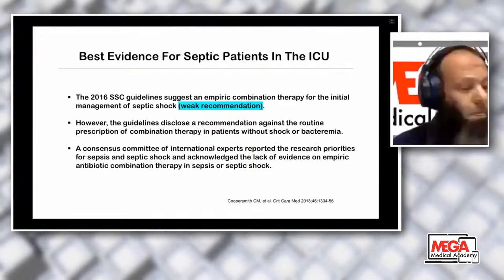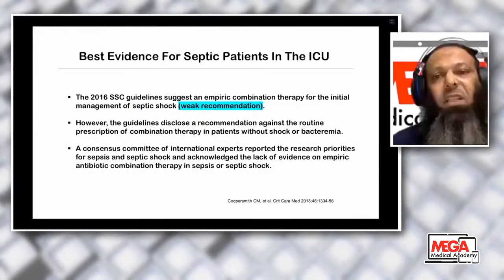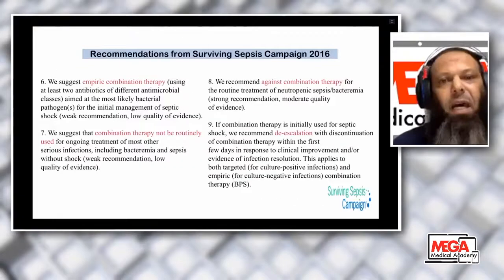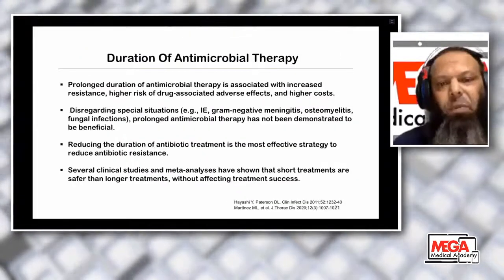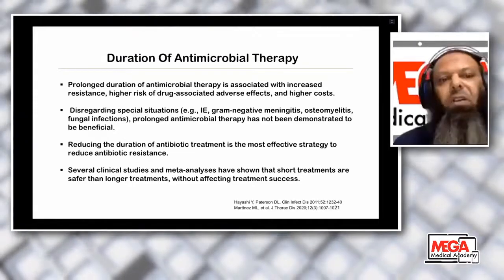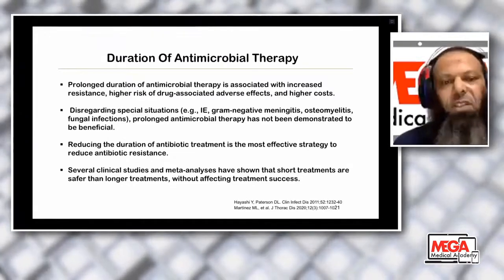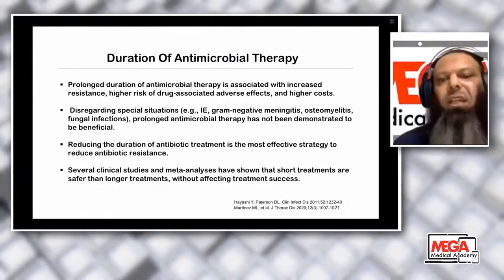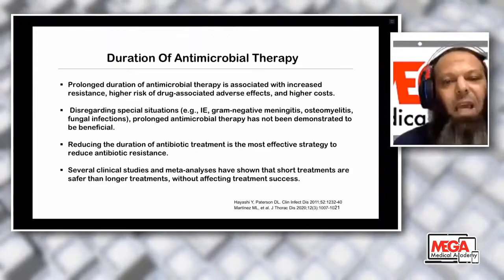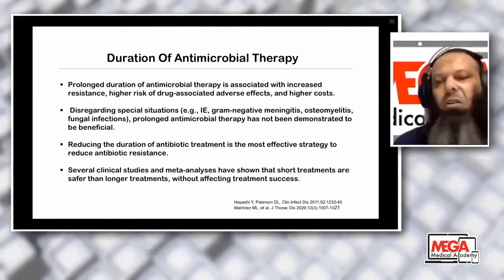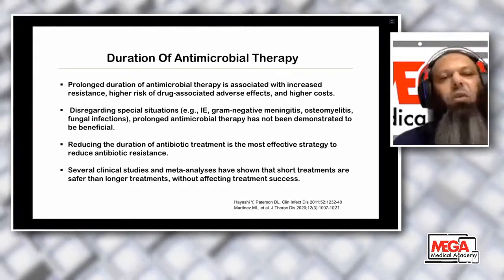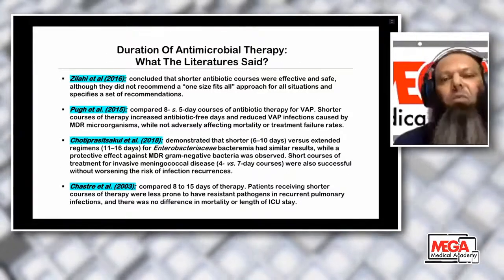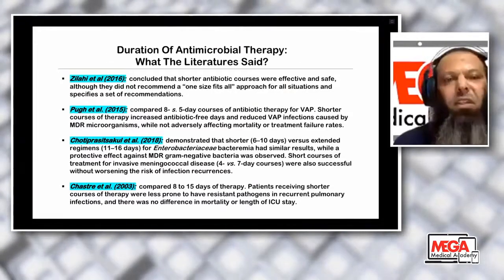The best available evidence in ICU patients regarding the combination therapy, and the duration: the shorter duration of antibiotics. Prolonged duration of antibiotic therapy is associated with increased resistance. Disregard the special situations like endocarditis or gram-negative meningitis. Prolonged antibiotic therapy has not been demonstrated to be beneficial. We have a lot of evidence, 2013, 15, 18, that shorter antibiotics is the best. This is what the literature said.